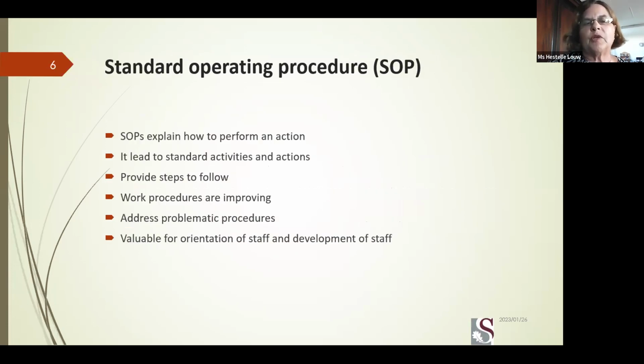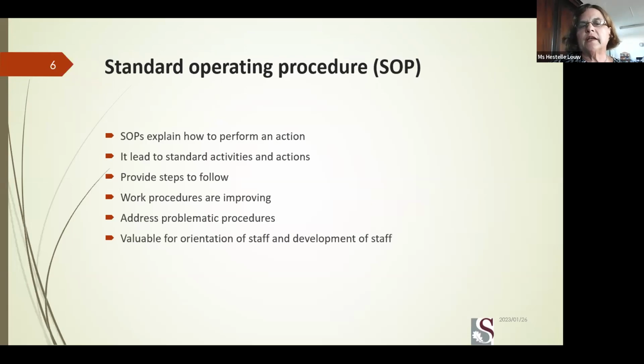Further about SOPs, it explains how to perform an action and not just very briefly. It has to be very specific, explaining in detail how to perform an action.